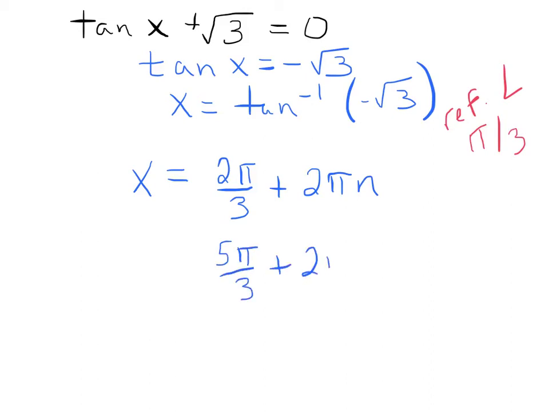And being a general solution, I would add plus 2 pi n, so that I would get all of those angles coterminal with the 5 pi over 3. And up here I'm going to get all of those angles coterminal with the 2 pi over 3. And that's what these 2 pi n's on the outside are doing. It's getting us the coterminal angles with the initial angle that we found.